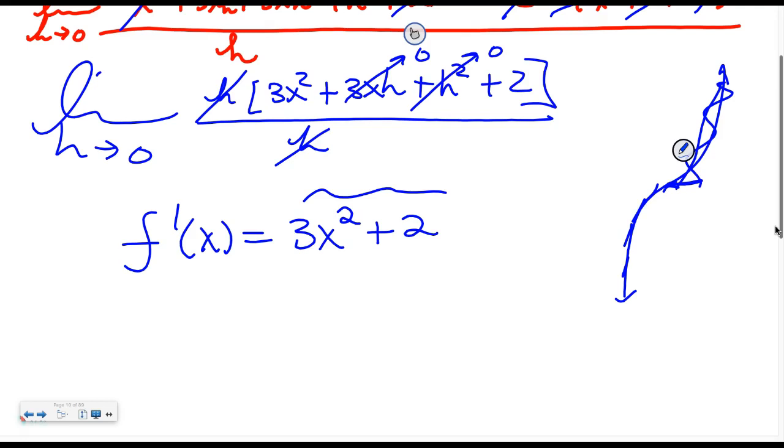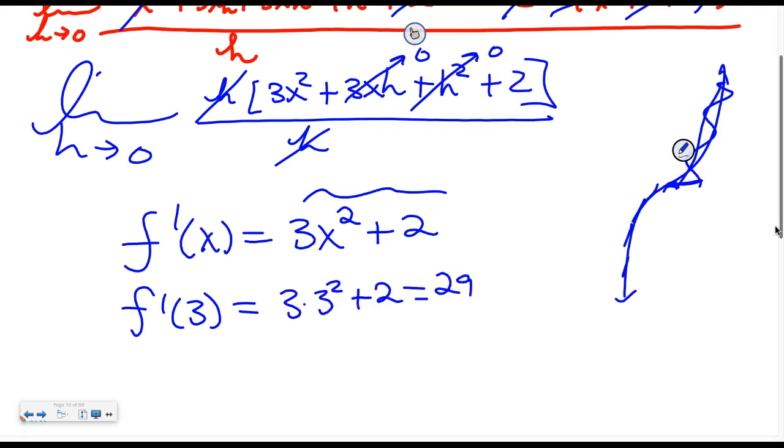So if I said, what's the derivative at 3? What would you do with the 3? Plug it in. It'd be 3 times 3 squared plus 2. It'd be 27 plus 2 would be 29. What does that mean about the function at 3? It is on a very steep, shout out to infinity, right? Very, very, very, very, very steep.